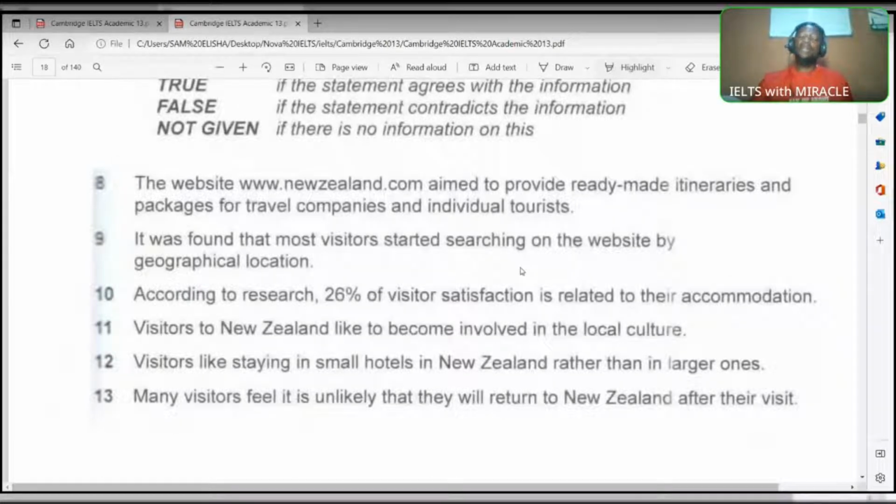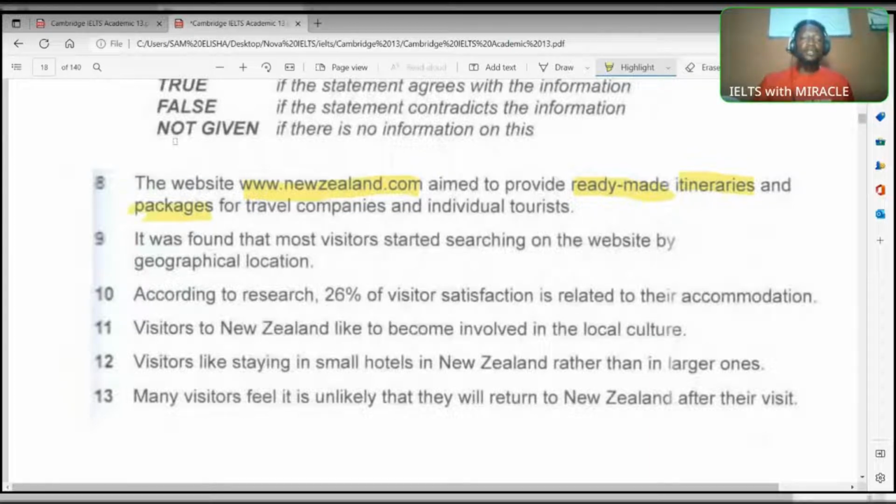Now, keywords, right? Look at the website, and so they gave us the website www.newzealand.com, aimed to provide ready-made itineraries and packages for travel companies and individual tourists. So the very pertinent and important keywords there are the website, and then ready-made, then itineraries, and packages, all right, for travel companies and individual tourists.